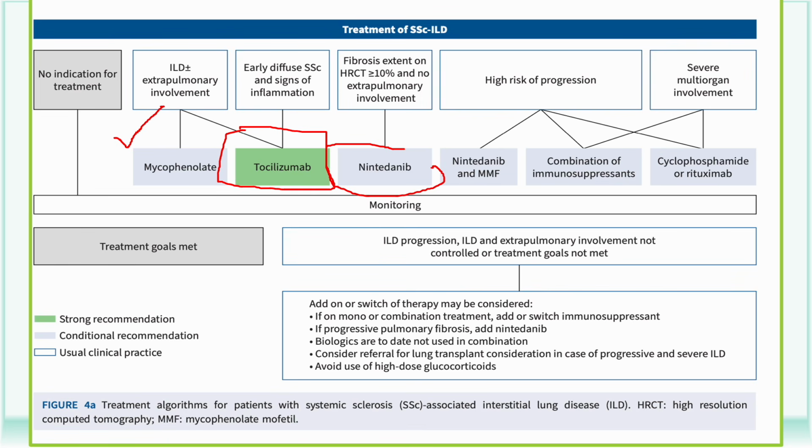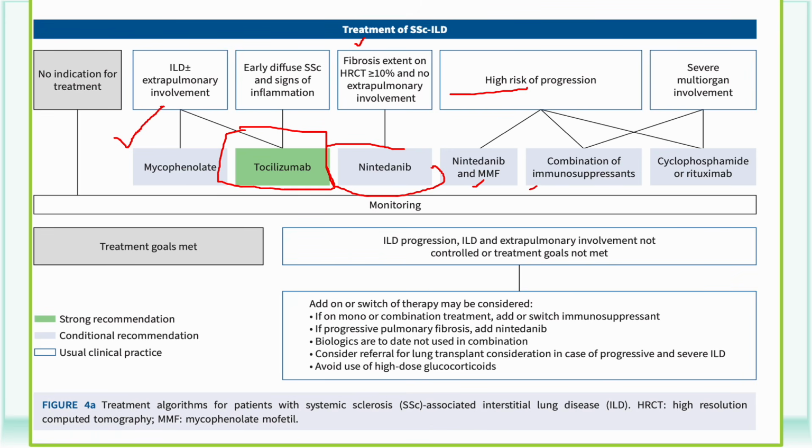So this specifically suggests that if this is the scenario, you can actually upfront combine mycophenolate and nintedanib, or you could do tocilizumab. And this is something which was a point of contention in the 2023 guidelines, but is very clear with this guideline flowchart. Whenever there is a high risk of progression, you give nintedanib and MMF.